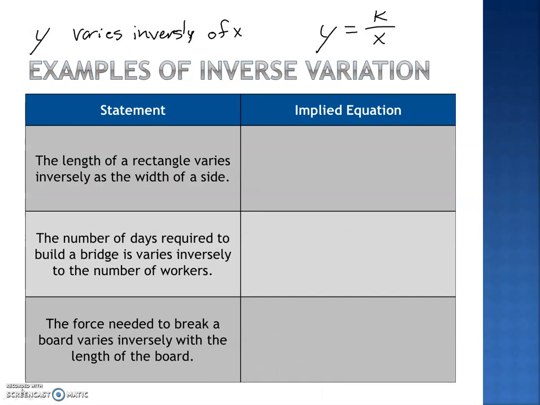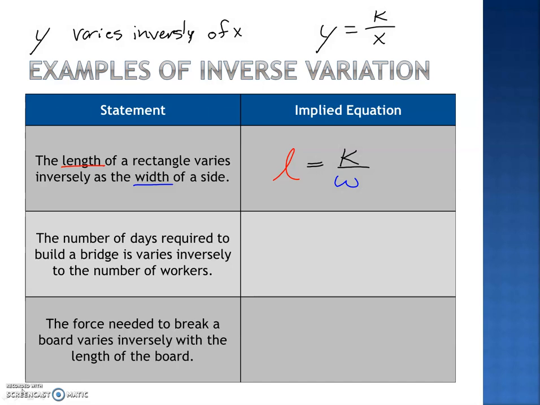So let's go ahead and practice. Up above, it says y varies inversely as x, and that implies y equals k divided by x. So we've got some situations where we're going to practice writing that equation. The first one: the length of a rectangle varies inversely as the width of its side. So we could say the length of a rectangle, I just use a cursive L there, equals k divided by the width. Very similar to what we did last time. The only difference is now it's k divided by something instead of k times something.